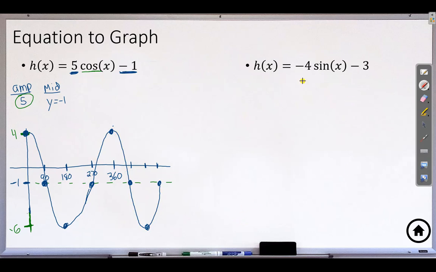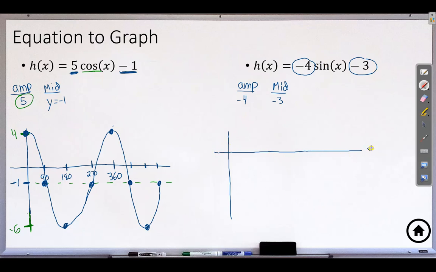All right, one more. So again, we have a sine wave this time. We got to identify the two characteristics. We have an amplitude. That's the number in front, -4. We have a midline, -3. So we're going to start putting all these characteristics onto our graph. Let's see, I see lots of negatives, so I'm going to put more space below the graph than above it.